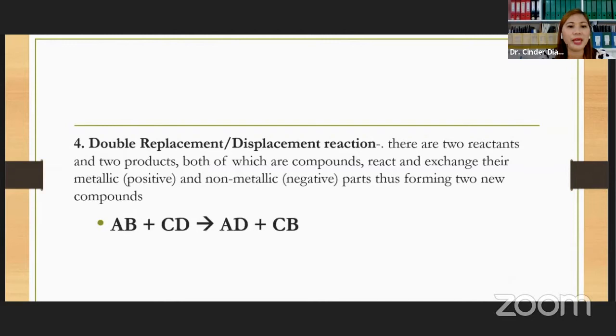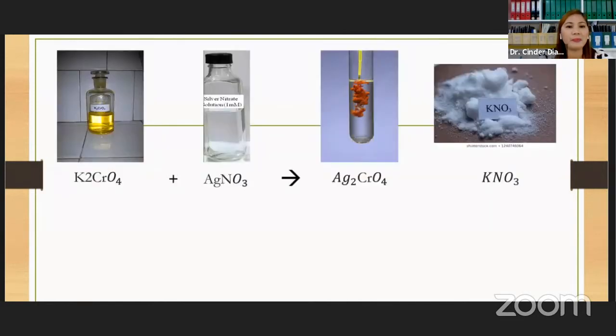So the general formula for this is AB plus CD, that will give you a product of AD plus CB. So we have here an example of potassium chromate added with silver nitrate. So the product will be, anong nakikita niyo sa product? So there is a solid orange precipitate. No? So ito yung precipitate sa reaction. So you have here silver chromate and another one, potassium nitrate. Now, let's try to look whether the equation is balanced.